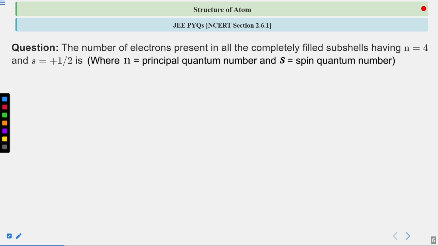This is a JEE PYQ, and this question is covering the NCERT section 2.6.1 in the chapter Structure of Atom. The question is saying that the number of electrons present in all the completely filled subshells having n equals to 4 and s equals to half is, where n is the principal quantum number and s is the spin quantum number.